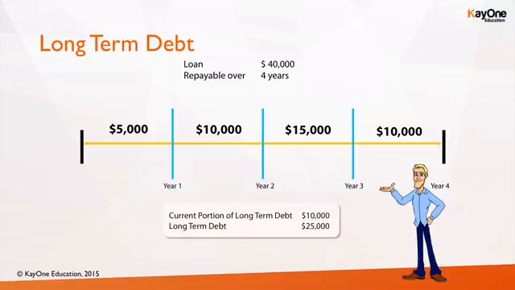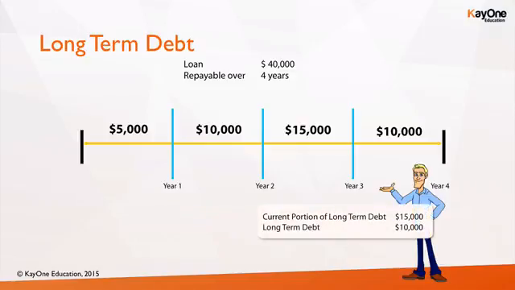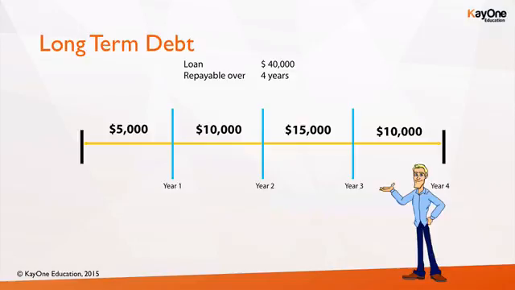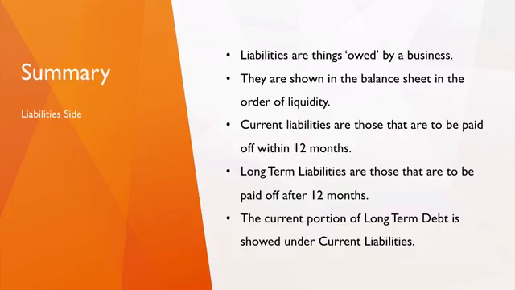As at year 1, you've paid the 5,000, so the total outstanding debt is 40 minus 5, which is 35, and this is reported as current portion of long-term debt of $10,000, which is repayable over the second year, and the balance as long-term debt. So similarly, every year, the current portion of the long-term debt and the long-term debt components are split and shown in the balance sheet.